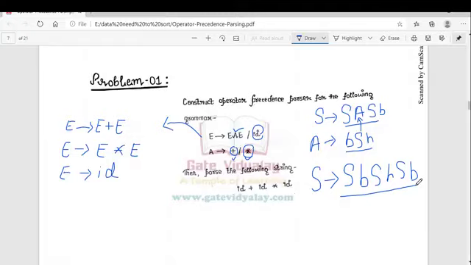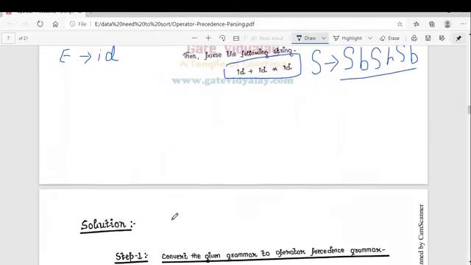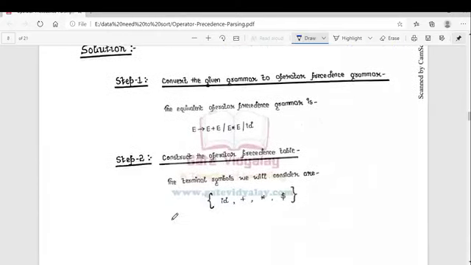Now we will discuss our previous example. This grammar is an ambiguous grammar, but we can construct the operator precedence parser of this grammar. Now we will start constructing the parser. Let's suppose we have this string id plus id multiplied by id, and we have to construct the parse tree. For that, we have to generate the operator precedence table.